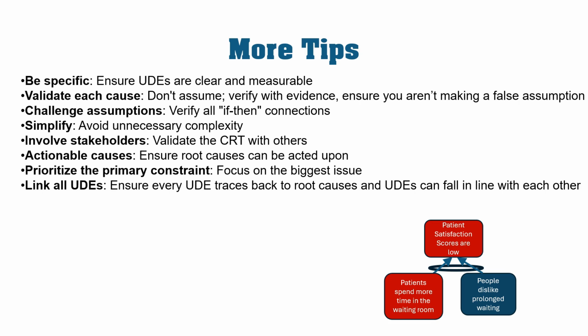And just another reminder that UDIs can fall in line with each other. I provided this example below. Patient satisfaction scores are low, and if you had another UDI that was patients are spending more time in the waiting room and people dislike prolonged waiting, then this could reflect in your low patient satisfaction scores. So your tree can look very different depending on the UDIs that your system chooses and how you decide to logically lay them out.